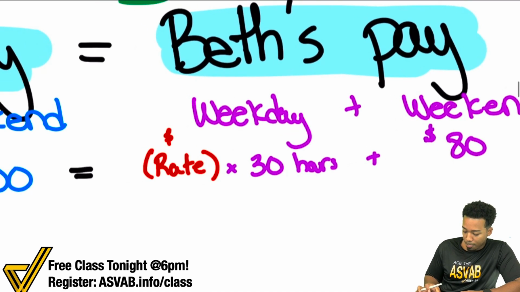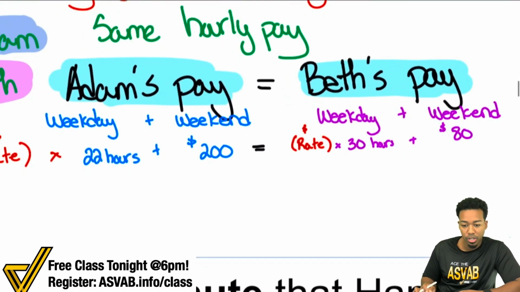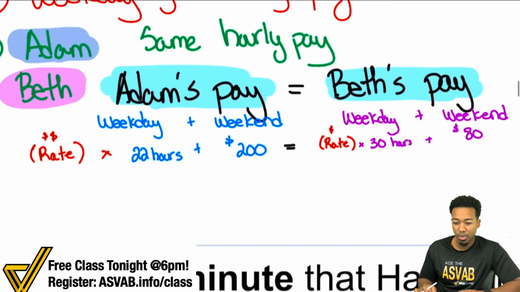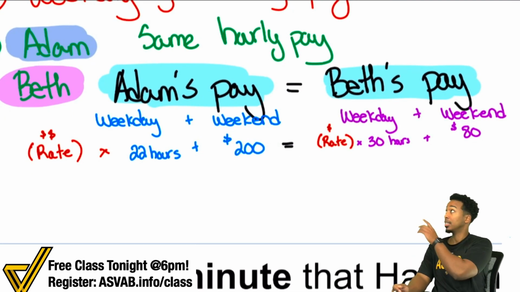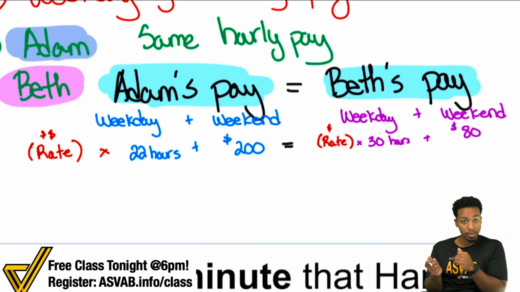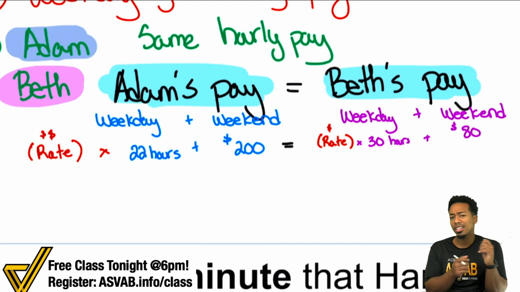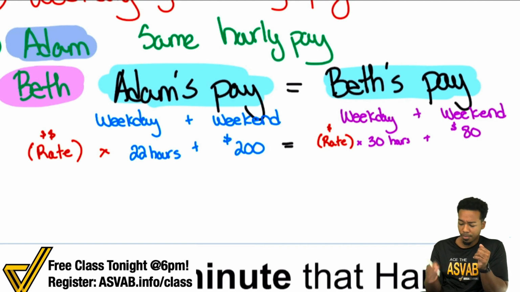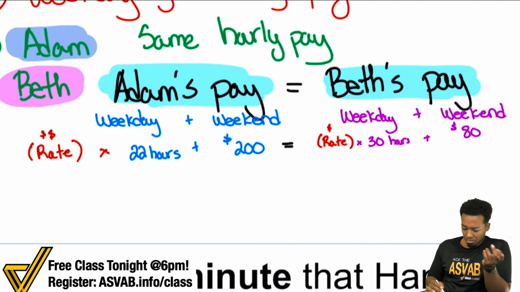So let's just take a brief look here at what we've just set up. What we have here is, again, Adam's pay is equal to Beth's pay. We know that so far, step one. Step two, we know that they both have a weekday job, the same weekday job, working different hours, but the same job, same pay. But then they each have their own thing going on the weekends. So what I just said was, hey, look, if you add the weekday and weekend pay for Adam, that's the same as the weekday and the weekend pay together for Beth.